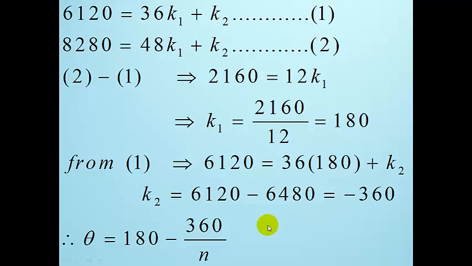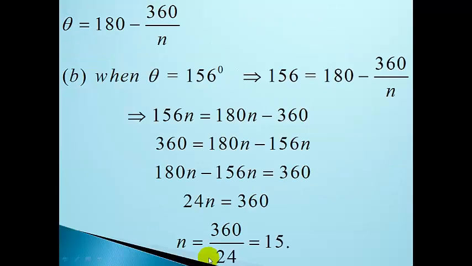So by substitution, we have theta is equal to 180 minus 360 divided by n. This is because k1 gave us 180 and k2 gave us minus 360. So by substitution into the equation, we have theta equals 180 minus 360 divided by n. Now theta equals 180 minus 360 divided by n.